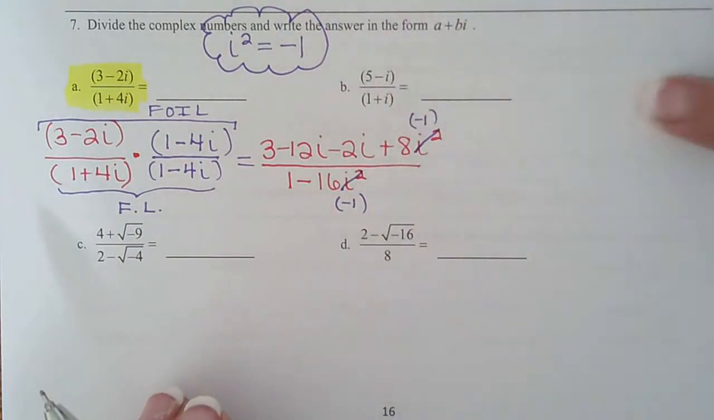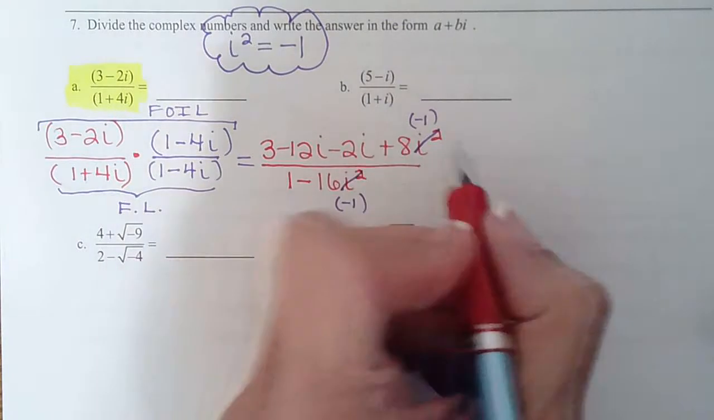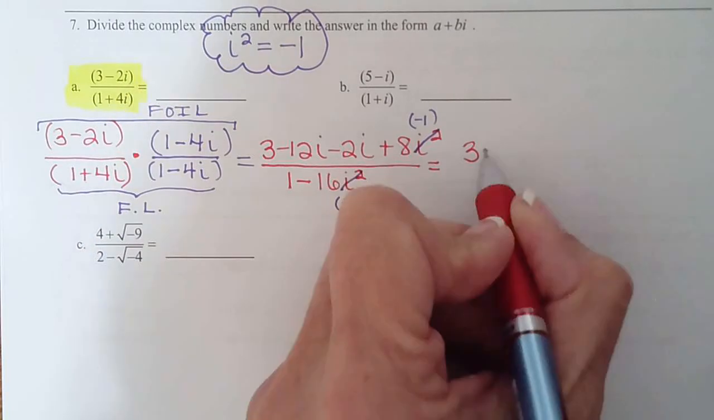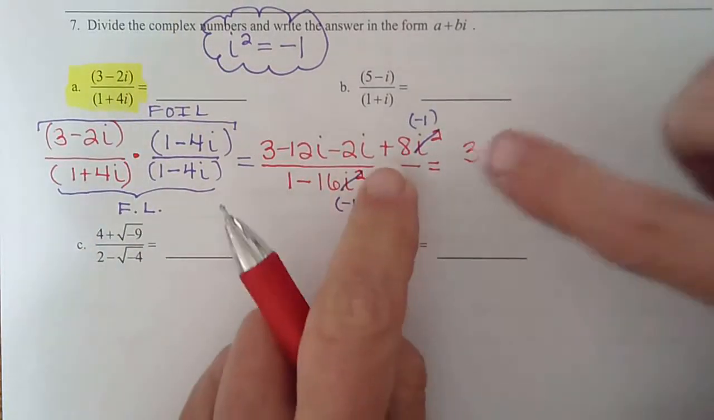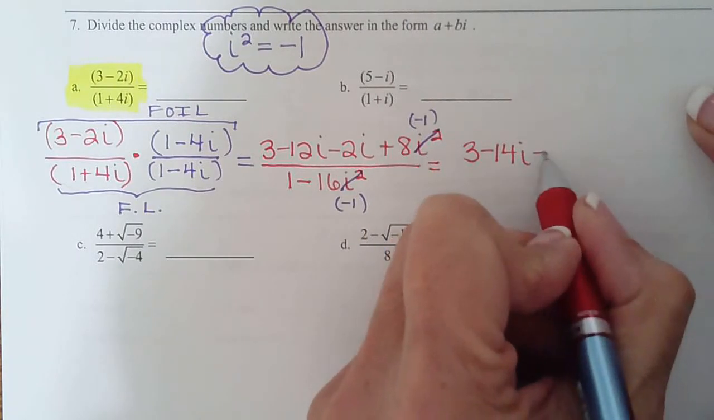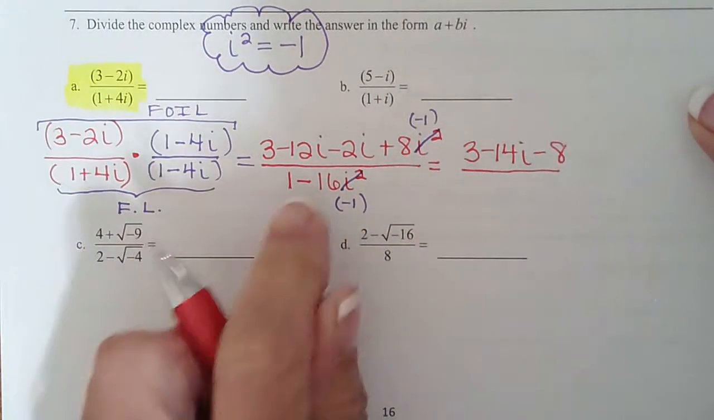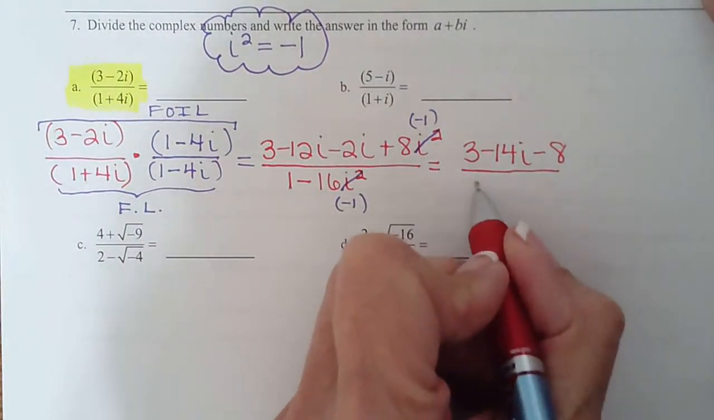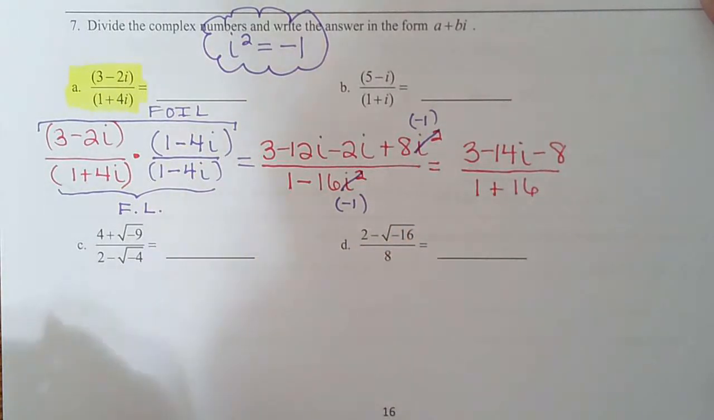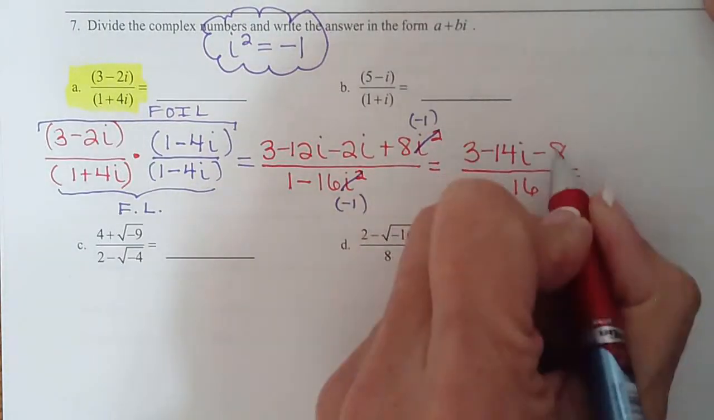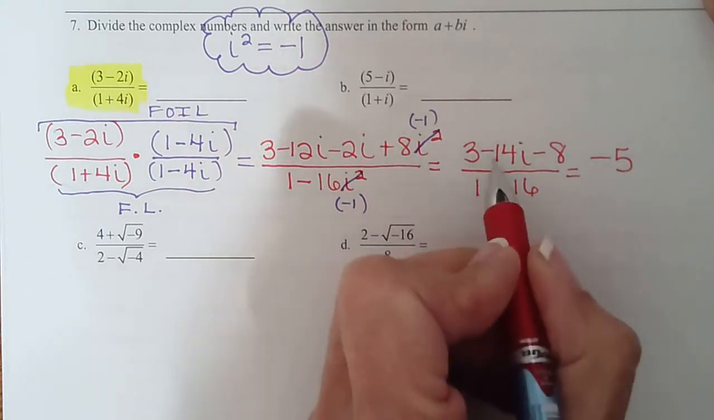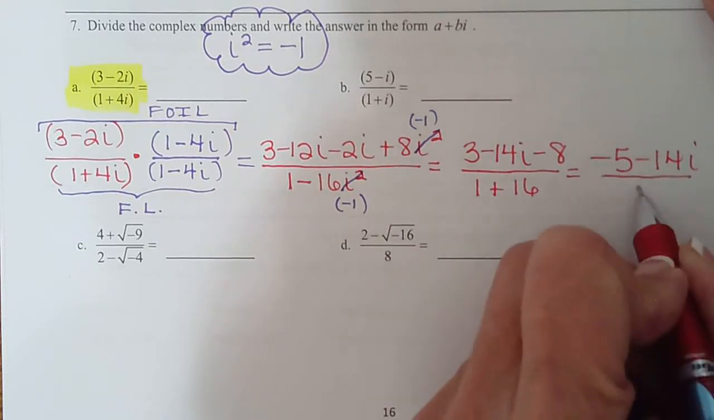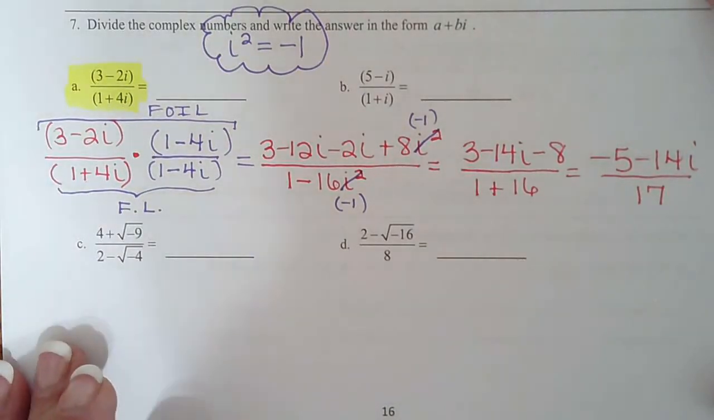And we'll do this one maybe on a separate sheet of paper, so we're going to use some of its space right now. So 3, combining these like terms, we get negative 14i. And this is going to be positive 8 times negative 1, which is negative 8, over, this is going to be 1 plus, because negative times a negative, positive 16. So then combining like terms up here, we get negative 5 minus 14i all over 17. And then you go, shoo, that was a long problem.